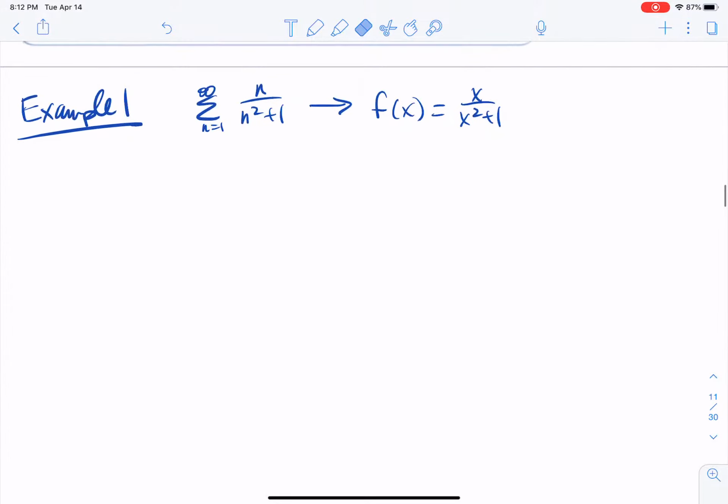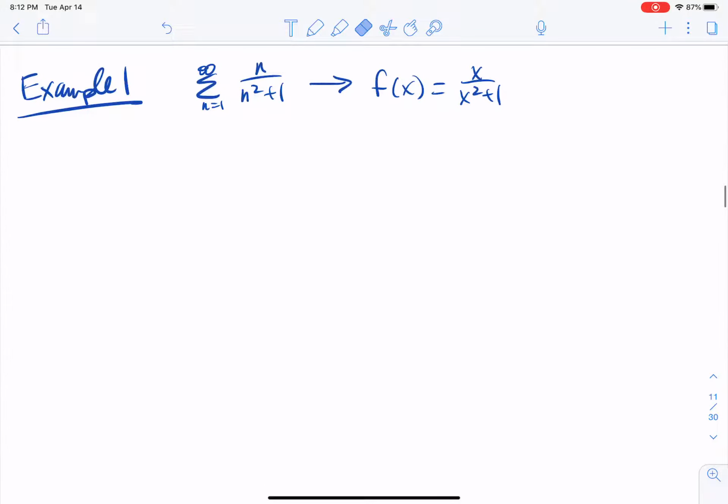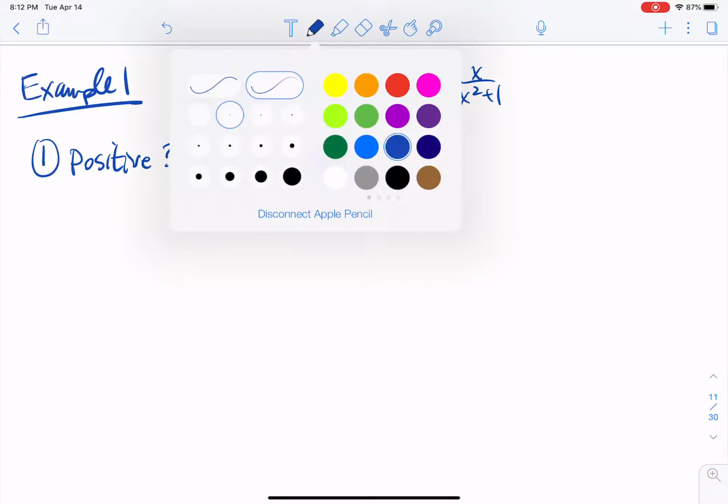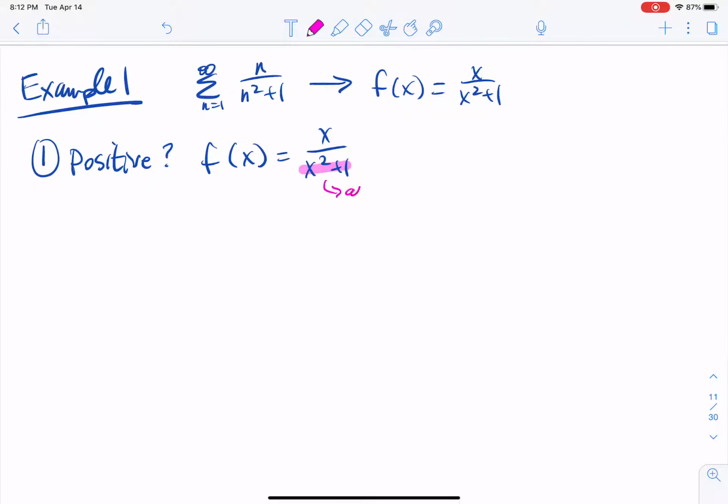All right. So let's meet our conditions. The first one is, is it positive? It doesn't need to be positive everywhere. It just needs to be positive as long as x is greater than or equal to 1. So our function, f of x, is equal to x over x squared plus 1. Just take it in parts. Look at the bottom there. It's x squared, which is positive, plus 1 more is also positive. So no matter what, this bottom is always positive.